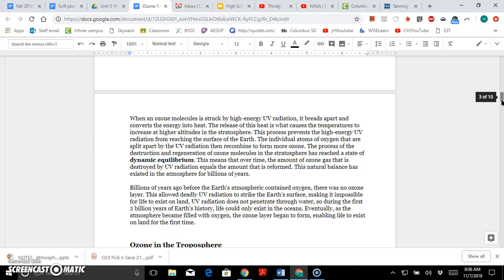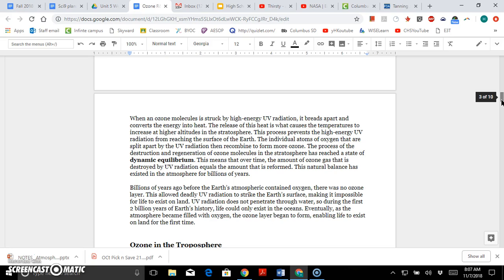The process of destruction and regeneration of ozone molecules in the stratosphere has reached a state of dynamic equilibrium. This means that over time, the amount of ozone gas that is destroyed by UV radiation equals the amount that is reformed. This natural balance has existed in the atmosphere for billions of years.